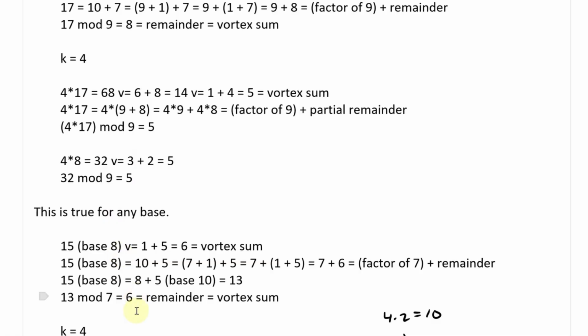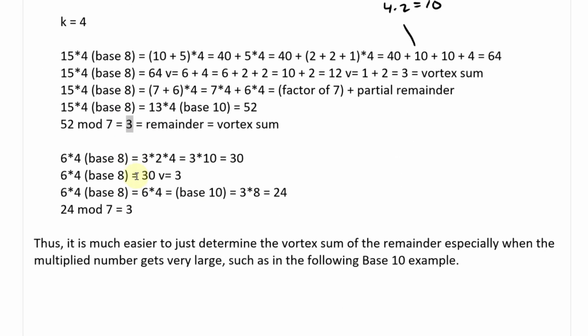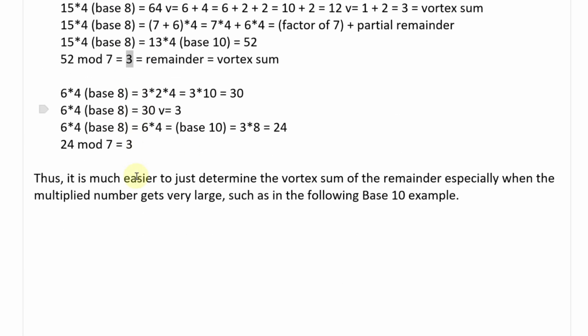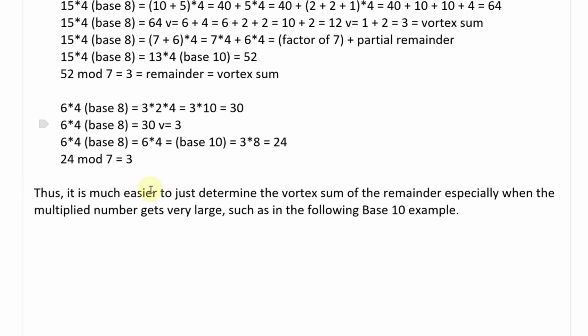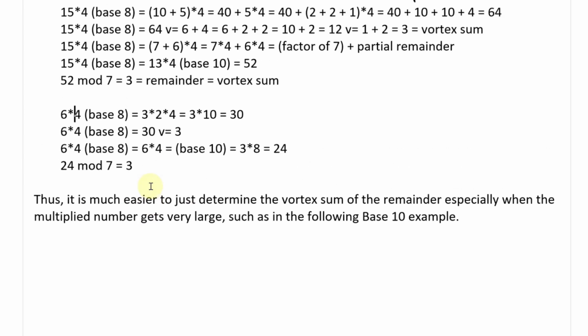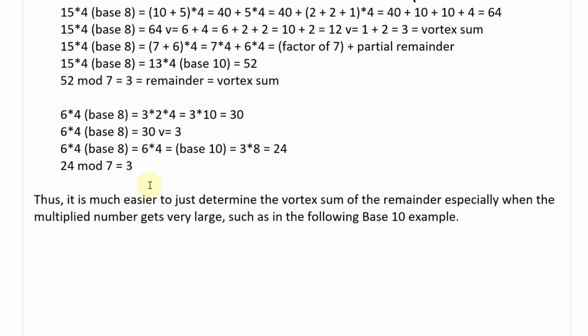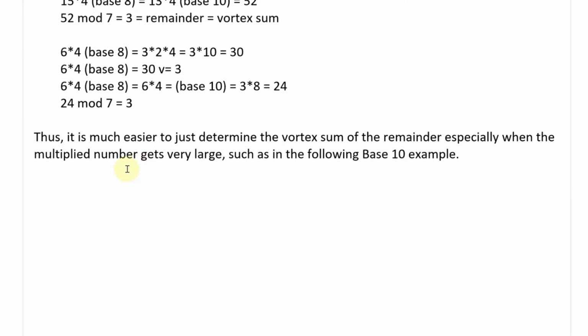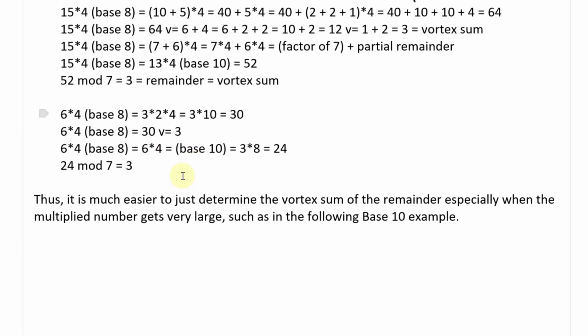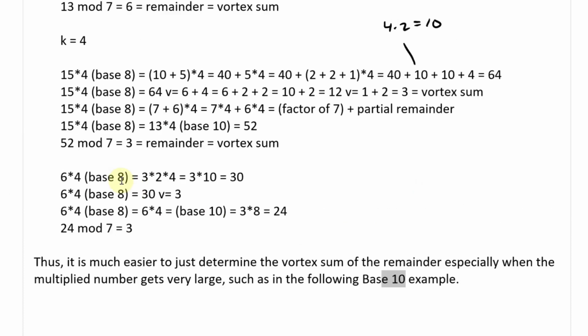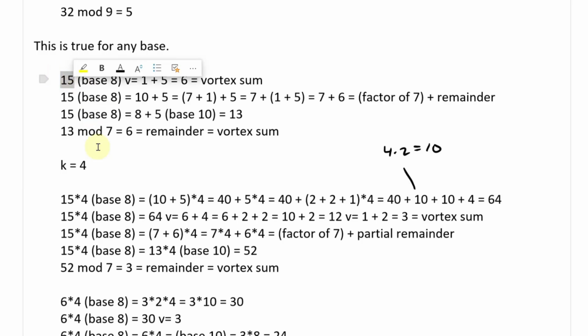And so it's true for any base, but any base besides 10 is very much out of the box thinking. You've got to make sure that each step you're doing is correct and not just assuming based on the usual base 10 adding and subtraction and number system. So thus it is much easier to determine the vortex sum of the remainder, especially when the multiplied number gets very large, such as in the following base 10 example. Because again, what this says is we could just take the vortex sum initially and then multiply it, as opposed to multiplying it and then doing the vortex sum.